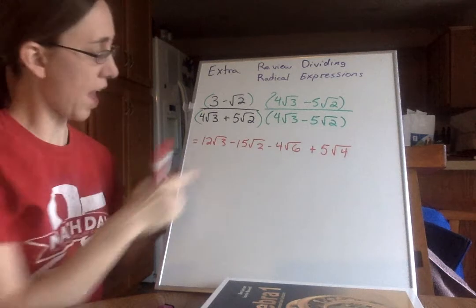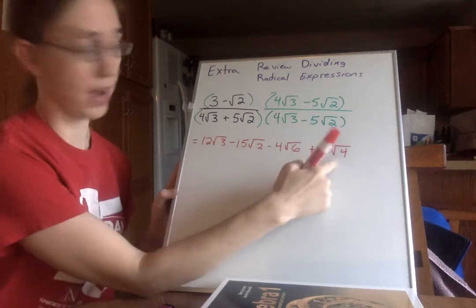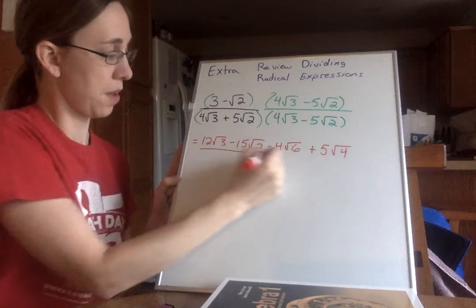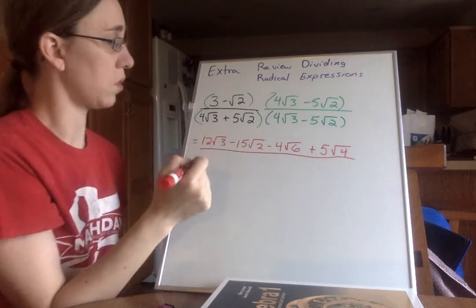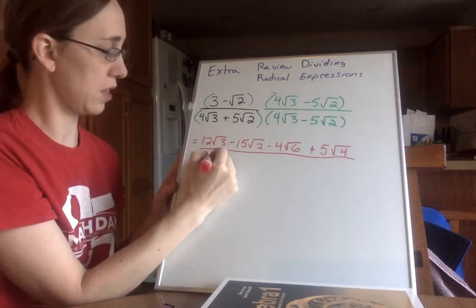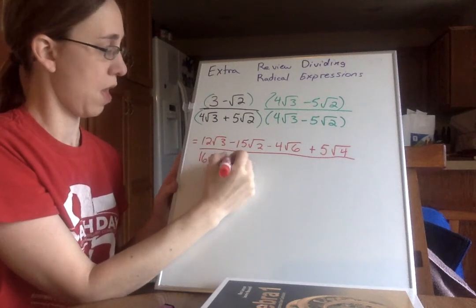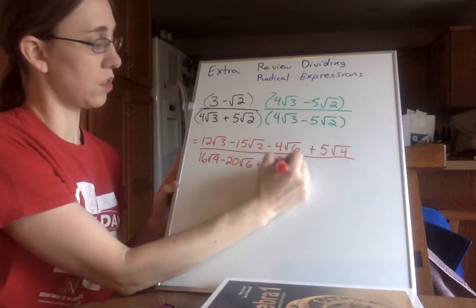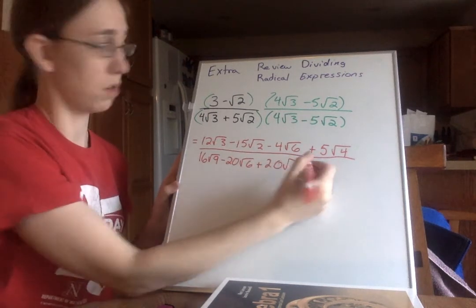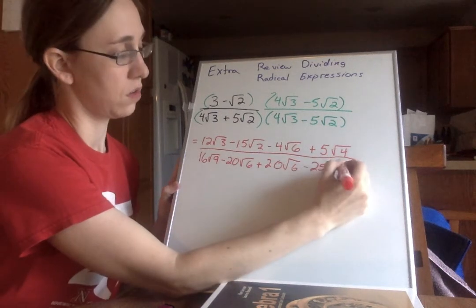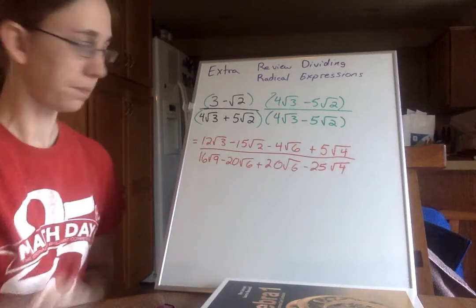So looking at that, these are not going to combine. However, that one will simplify. So we'll come back to that in a minute, just making a mental note as we go through. Now we're going to multiply on the bottom. We're going to get 16 square root 9 minus 20 square root 6 plus 20 square root 6. There's our like terms. That's good. Minus 25 square root 4.